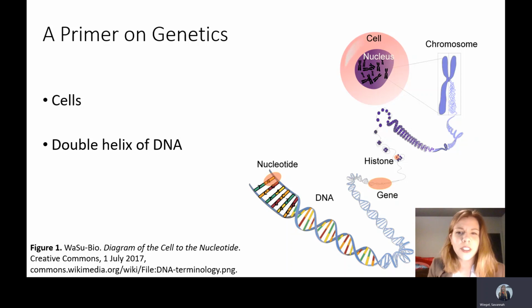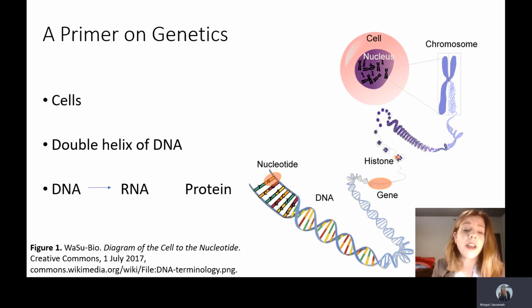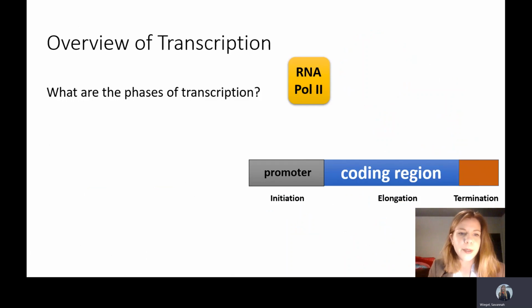So in order for this information to be used, first the DNA must be copied into mRNA or messenger RNA, and that process is called transcription. Then the mRNA must be made into protein, which is a process called translation. And these proteins are what we use to do work in the cell.